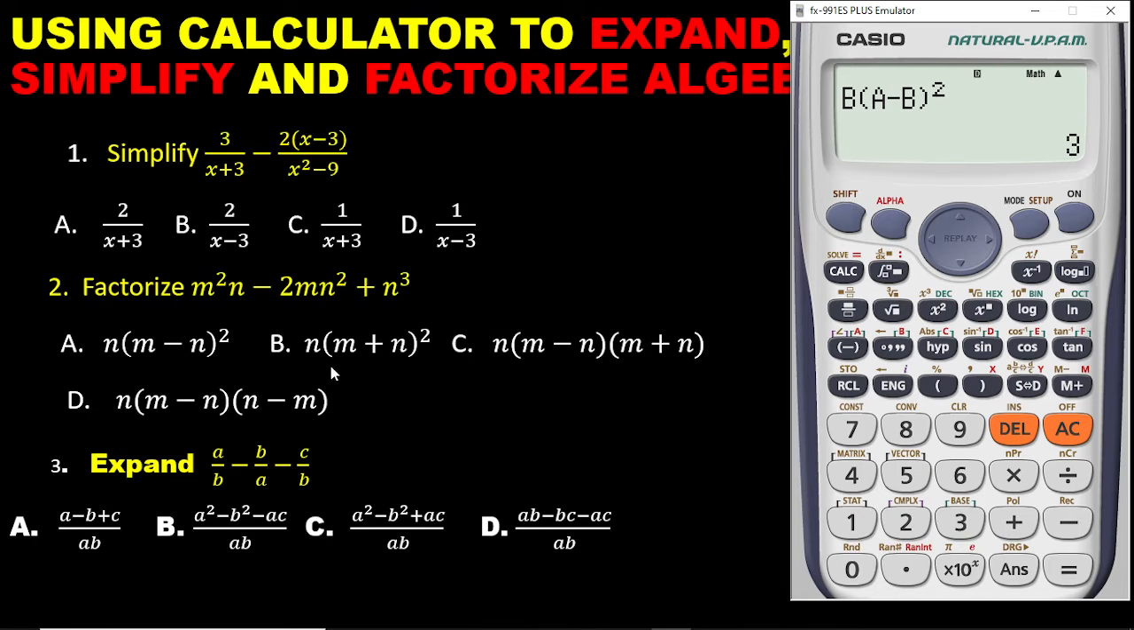Now if you doubt, let's try the option B and see if we'll get the same 3 here. So the option B, we have n into bracket m plus n squared. Now on the calculator, wherever you see n, you put B there. And where you see m, you place A there. So this n is what you have here, B. And then this m is what you have here, A. But this is plus, but we have minus here. So using the left arrow key, just go and change the minus into plus. So take it out and then put plus there. So now the option B is what we have.